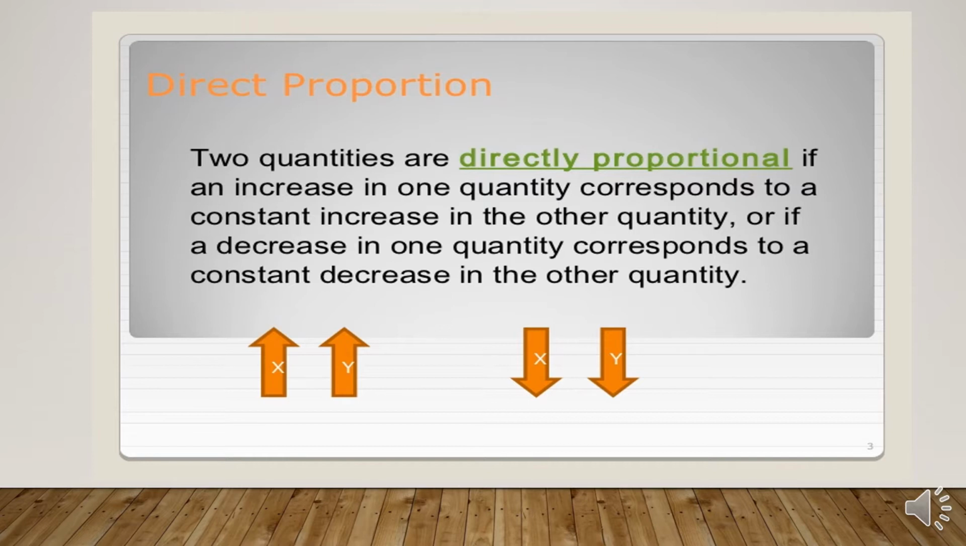Two quantities are said to be directly proportional if an increase in one quantity corresponds to a constant increase in the other quantity, or if a decrease in one quantity corresponds to a constant decrease in the other quantity. In other words, if x is increasing, y is also increasing, and if x is decreasing, y is also decreasing. So there is a relation between these two. If you multiply x by 2, you have to multiply y by 2, and so on. So what happens to x happens to y.